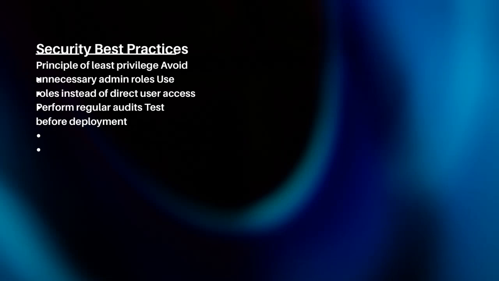Let's talk about some important security best practices to keep our systems safe. First, the principle of least privilege is key. It means giving users only the access they absolutely need to do their jobs. This minimizes the risk if an account gets compromised. Next, it's crucial to avoid unnecessary admin roles. Only assign admin privileges when it's truly necessary, and regularly review these roles to prevent privilege creep. Instead of granting direct user access, consider using roles. Roles are easier to manage and help ensure consistent permissions across users.